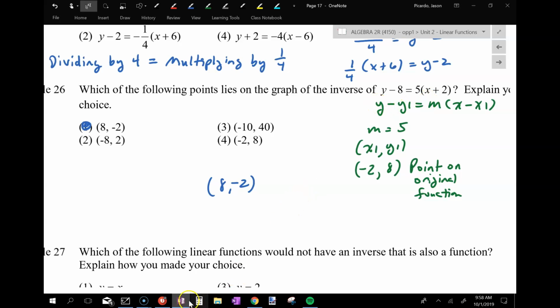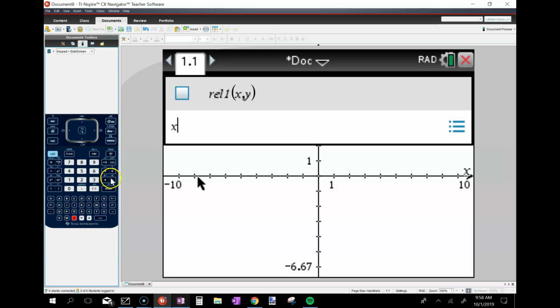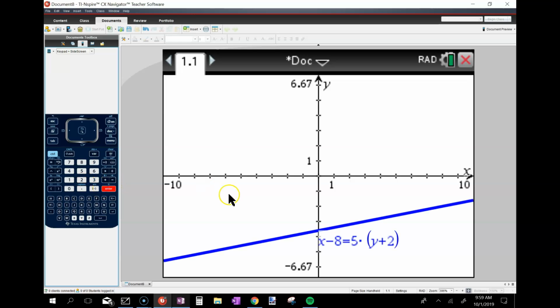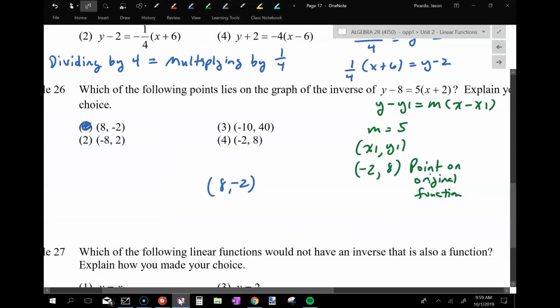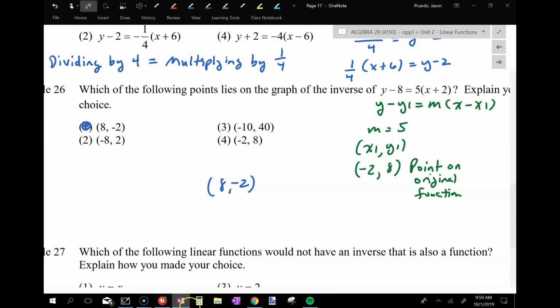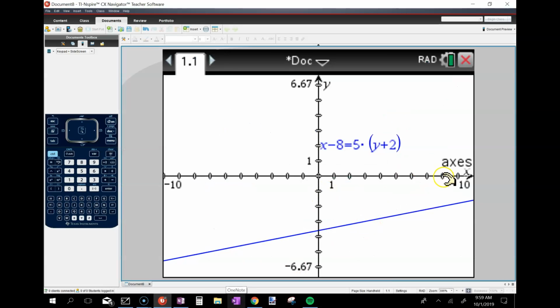So it would be what? It would be x minus 8 equals 5 times y plus 2. So do you guys agree that this right here is undoubtedly the equation of the inverse? Because I did what? Switch the x and the y. Okay? So now what am I going to do? All I want to know is which one of those points is on it. Well, 8, -2. That seems reasonable, doesn't it?